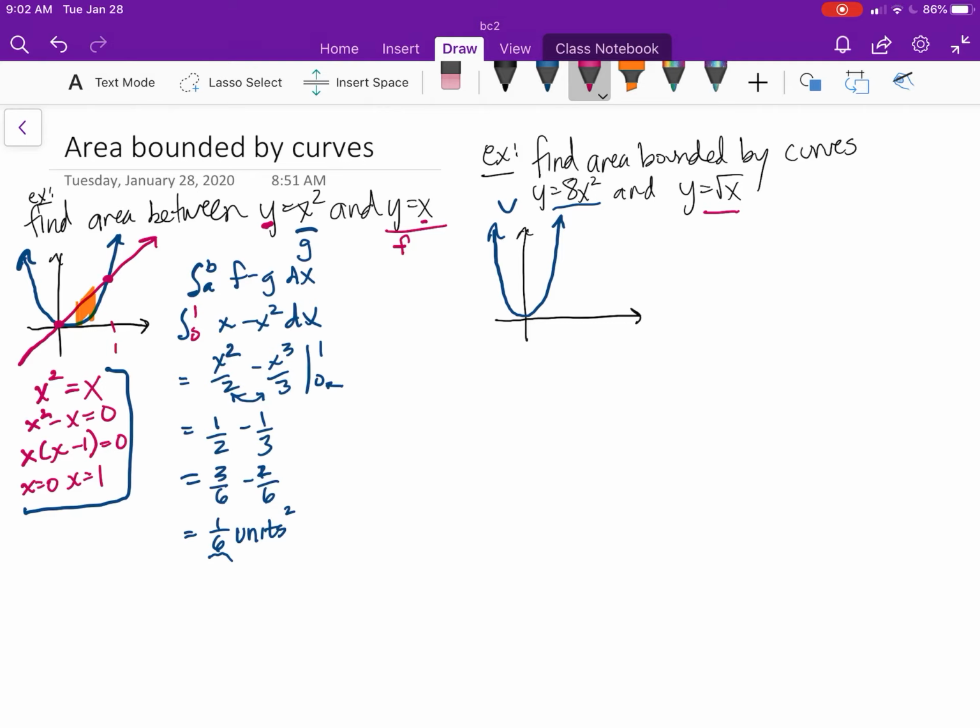Square root of x, if you don't remember this graph, again, that's okay. You could just plug in a couple values and kind of see what's happening, but it does this. Now, this was such a rough sketch, right?